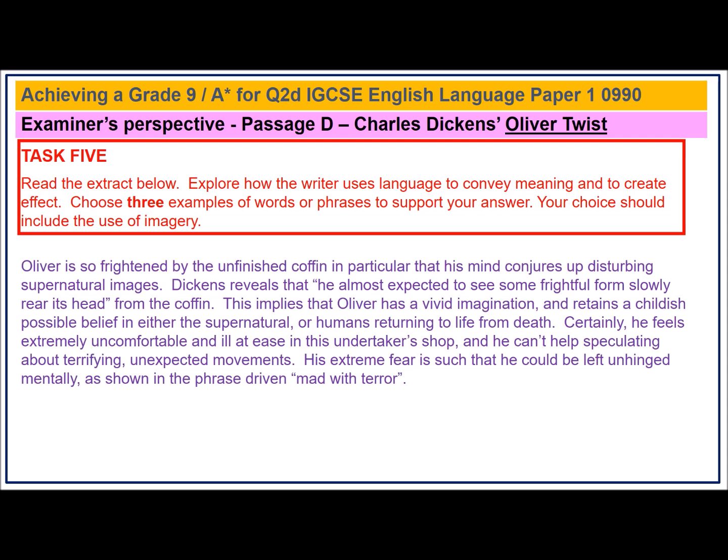Oliver is so frightened by the unfinished coffin in particular that his mind conjures up disturbing supernatural images. Dickens reveals that he "almost expected to see some frightful form slowly rear its head from the coffin". This implies that Oliver has a vivid imagination and retains a childish possible belief in either the supernatural or humans returning to life from death. Certainly, he feels extremely uncomfortable and ill at ease in this undertaker's shop, and he can't help speculating about terrifying, unexpected movements. His extreme fear is such that he could be left unhinged mentally, as shown in the phrase "driven mad with terror".